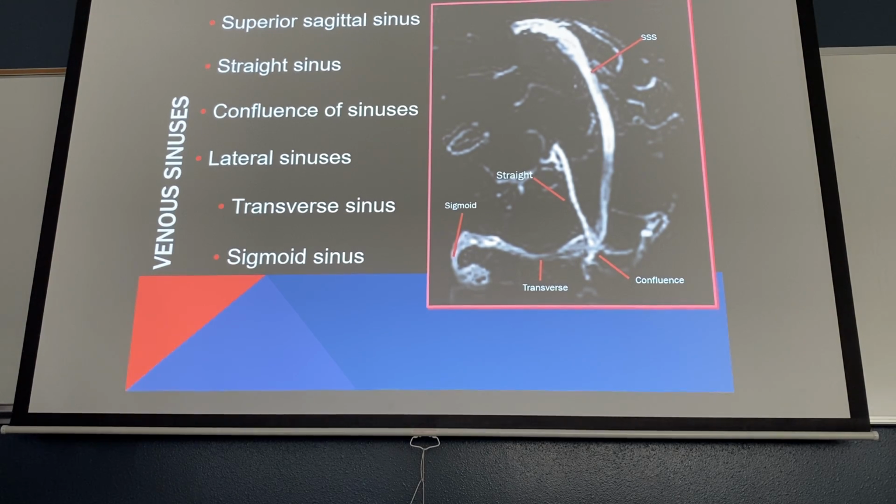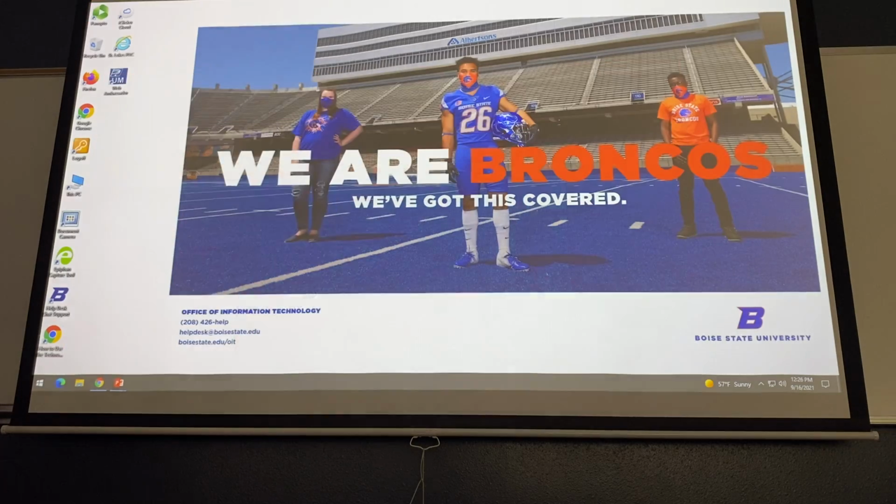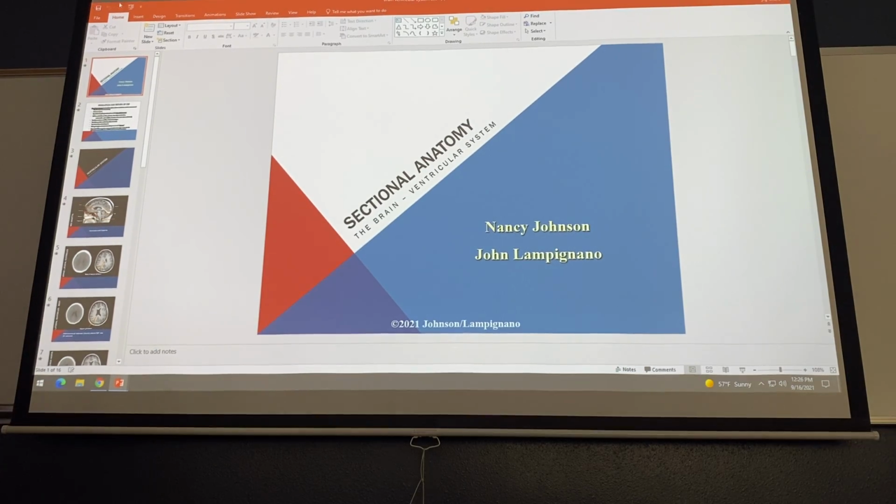All right, I'm going to shift gears and move into the ventricular system. Kind of an important area as well. So again, these PowerPoints have been made available for you to look over. And come over here. Here's one on the ventricular system.